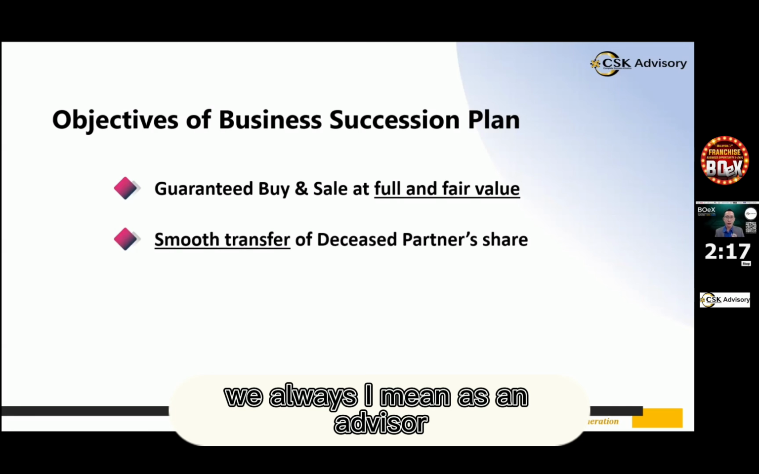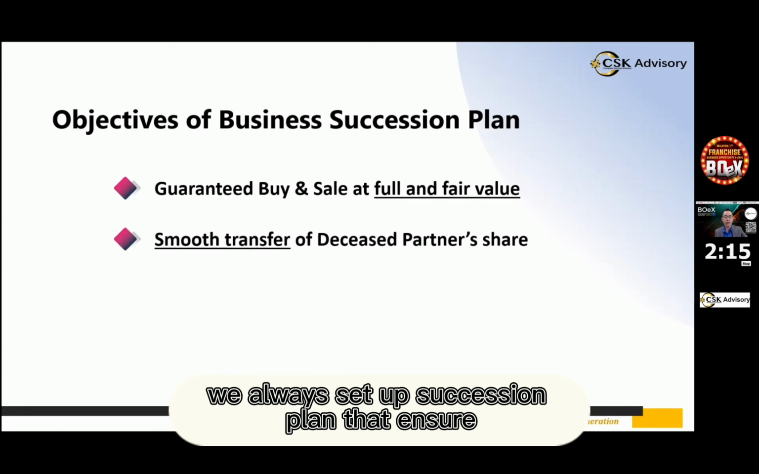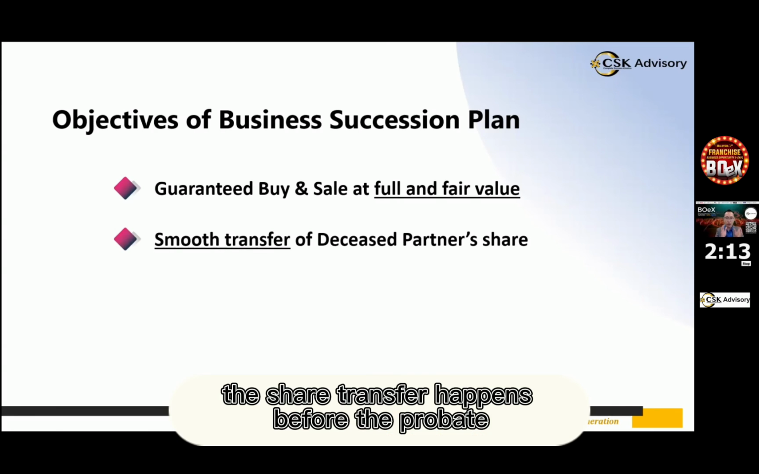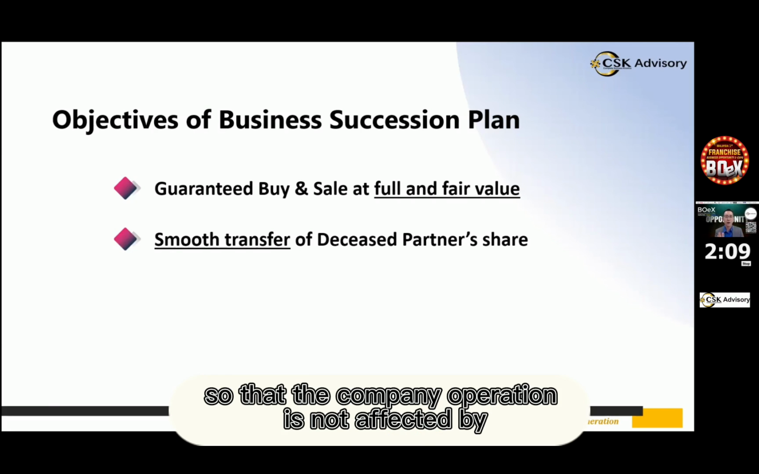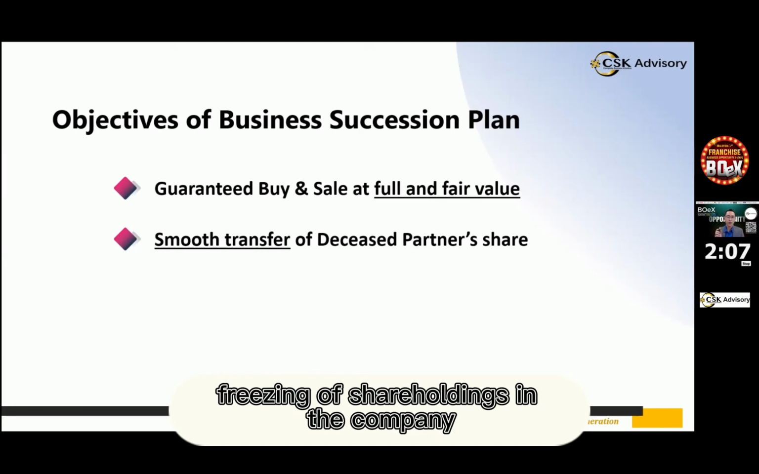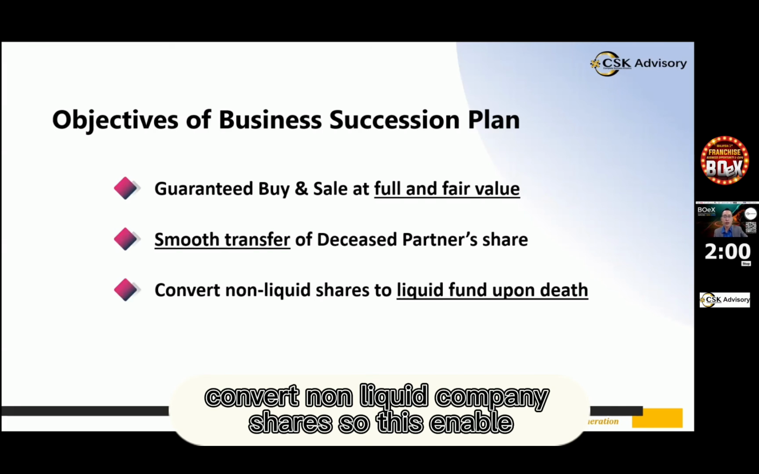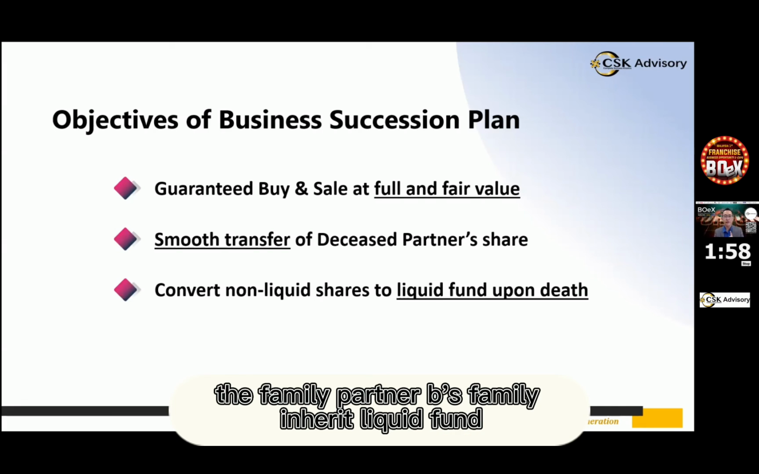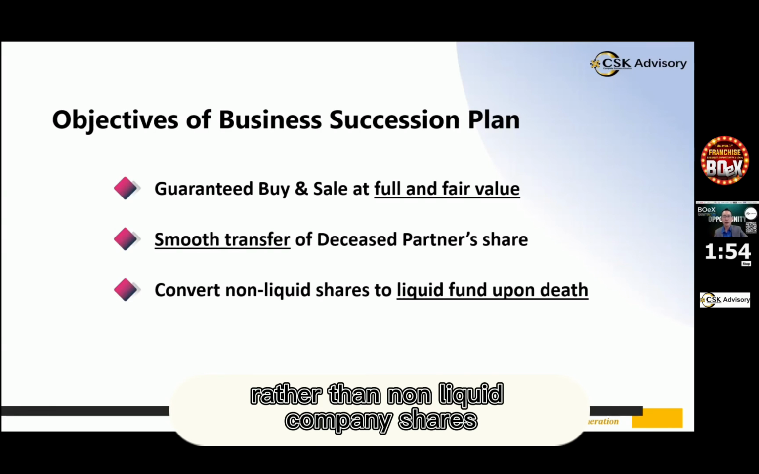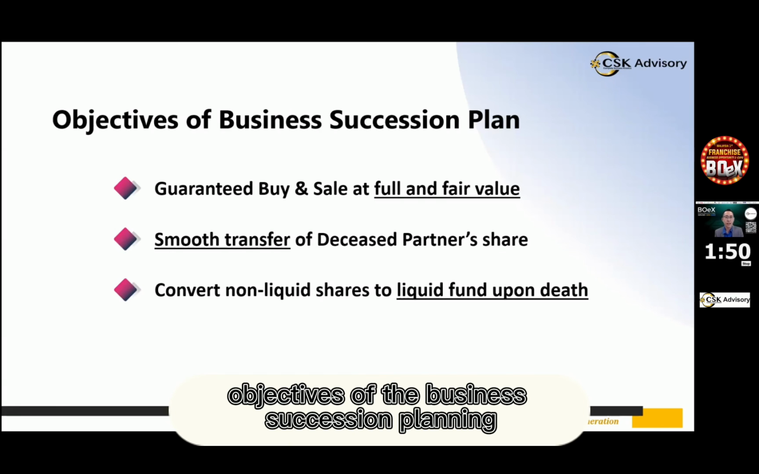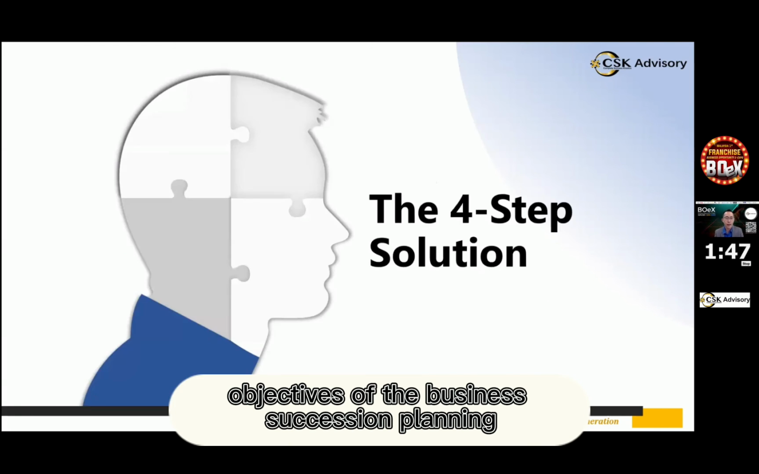And then smooth transfer, very important. As advisors, we always set up succession plans that ensure the share transfer happens before the probate, so that the company operation is not affected by freezing of shareholdings in the company. And last but not least, convert non-liquid company shares. So this enables the family, partner B's family, to inherit liquid funds rather than non-liquid company shares. So these are the main objectives of business succession planning.